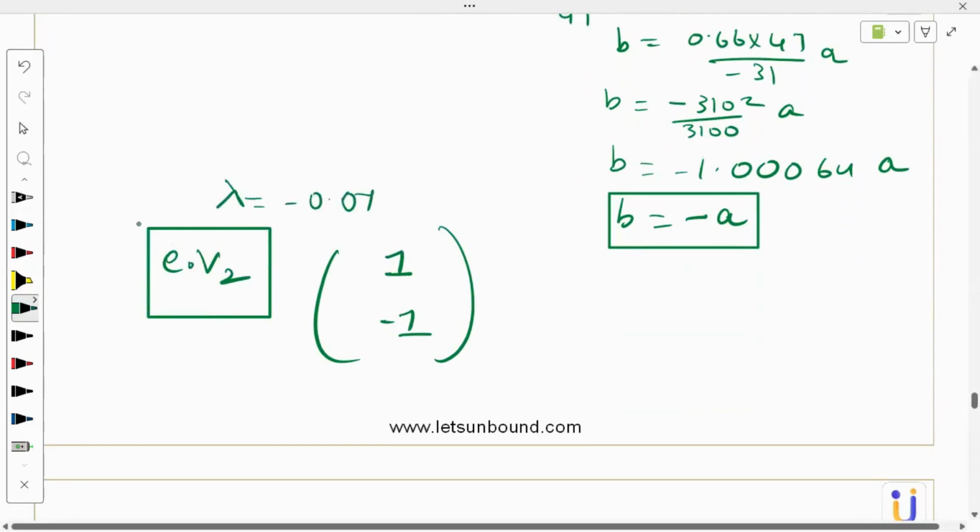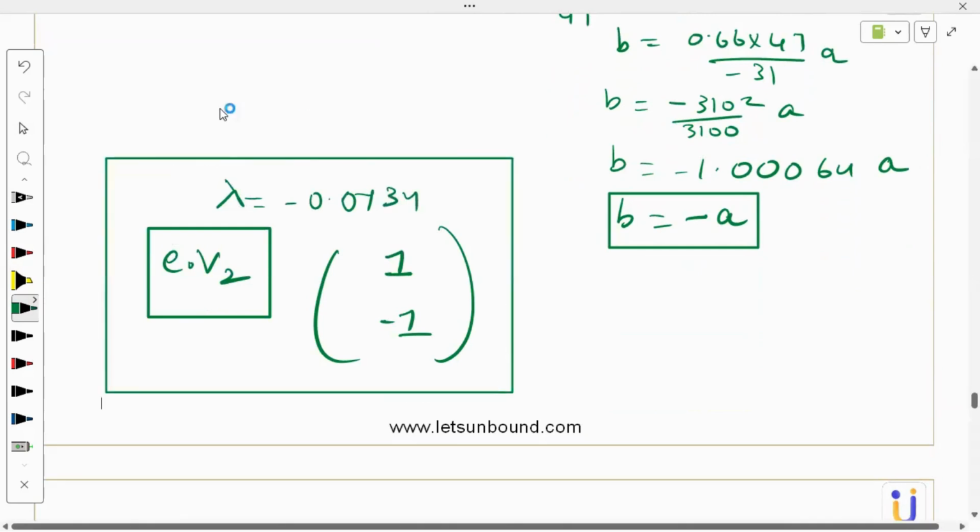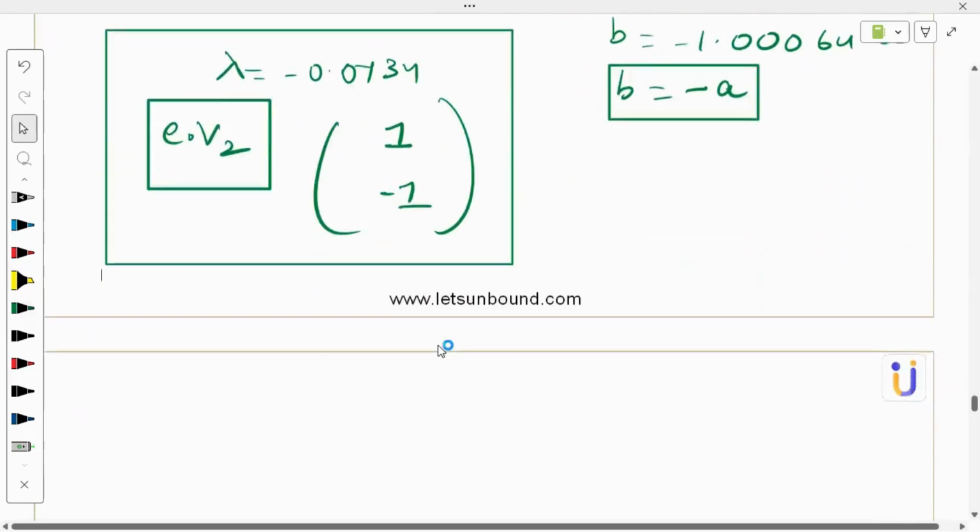So when we deal with fractions, we will get it exact, but we can do it this way also. So the corresponding eigenvectors are done. Correct? Now moving to the next part.